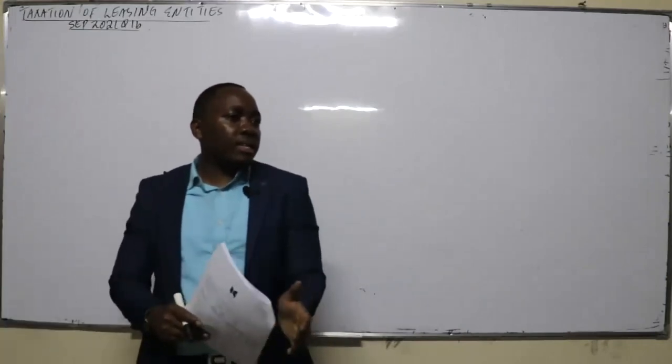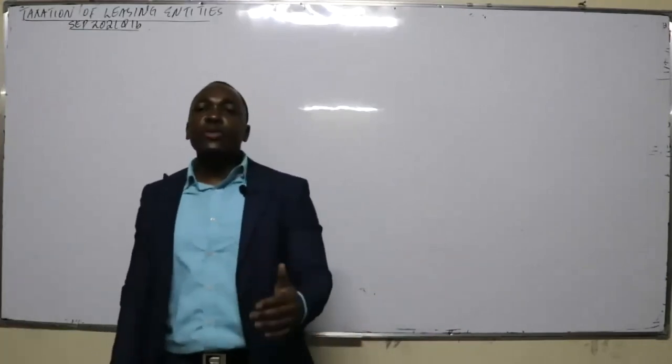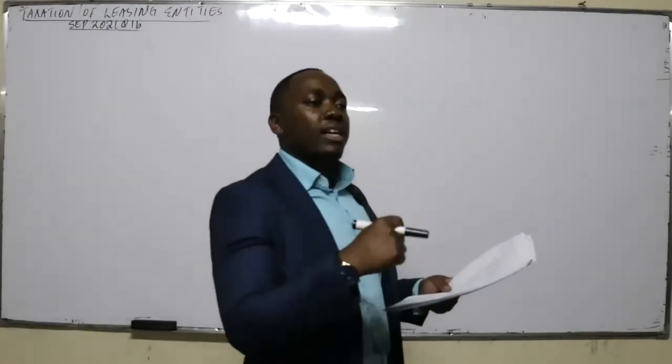But for example, you see that another company like KCB Bank disposes of its assets. Now that one is what we call a capital gain. It's not taxed. Good. Now this is what we call a trading receipt.